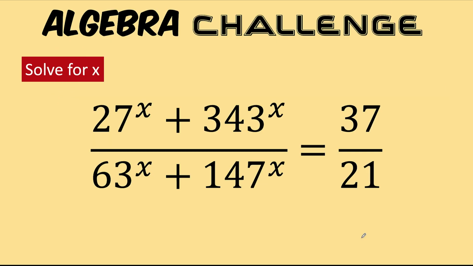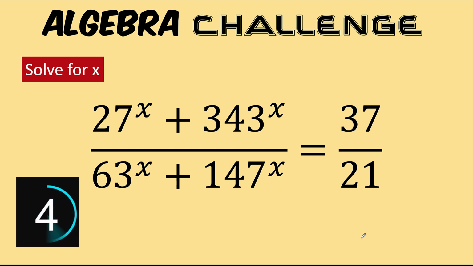Solve for the value of x given this equation: (27^x + 343^x) / (63^x + 147^x) = 37/21. This is a kind of algebra problem that will really test our knowledge of algebraic manipulations. You can pause the video and see if you can solve this algebra challenge.